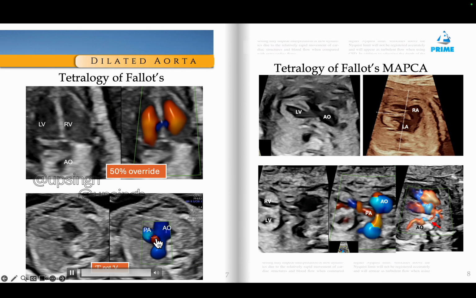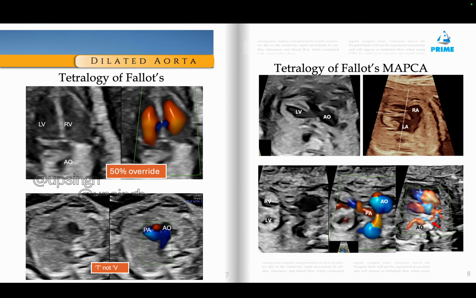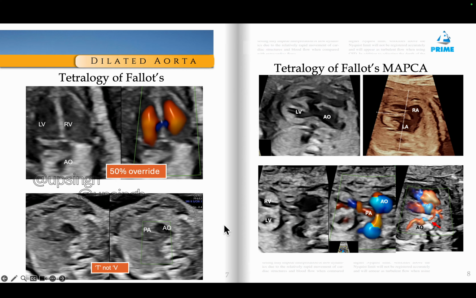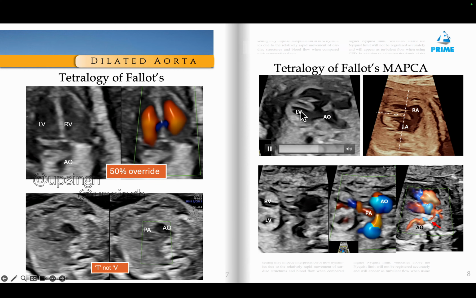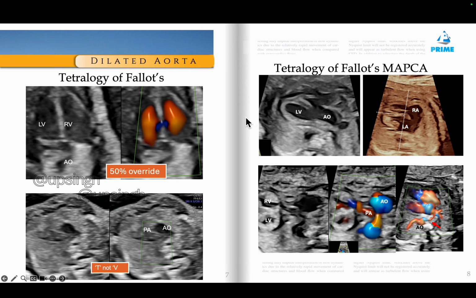You notice here the red color flow, which indicates the flow reversal in the pulmonary artery, indicating a severe pulmonary stenosis. So now this is another patient of tetralogy of Fallot with a very large aorta.